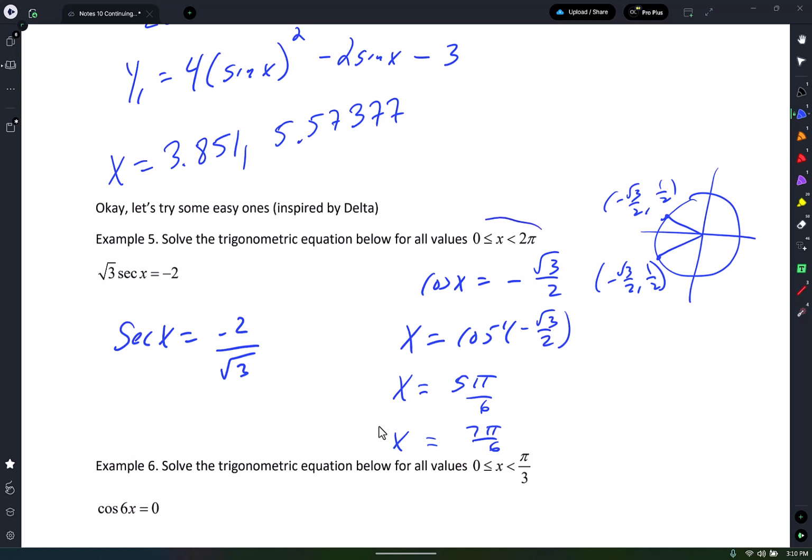Oh, because check it out. I'm only looking between 0 and 2 pi. If I was looking between 0 and 4 pi, I would have done plus 2 pi n. Only one. Yep. Does that make sense? Cool or not cool?